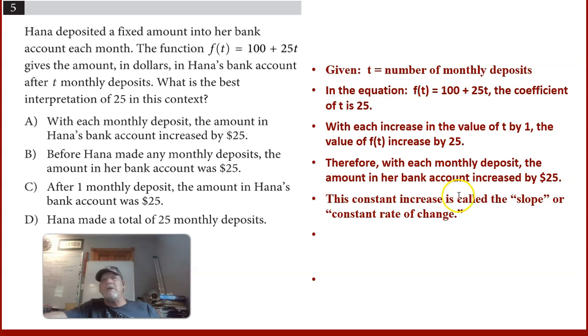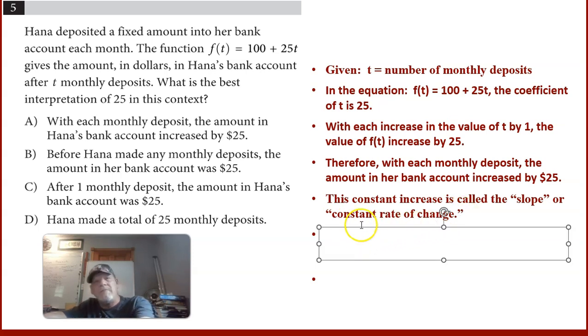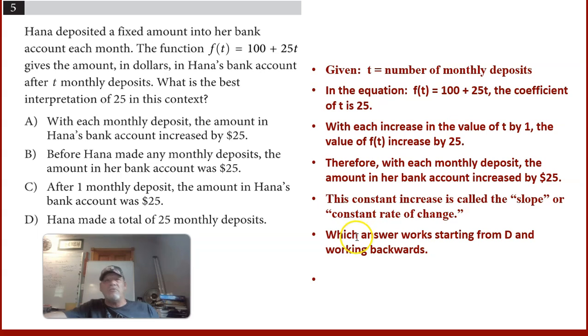This constant increase is something that you studied in your algebra class called slope, or a constant rate of change. It's constant. It's going to keep going as t increases. Which answer works, starting from D and working backwards?